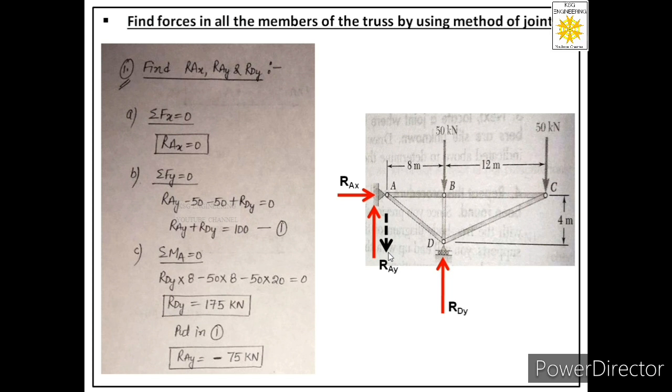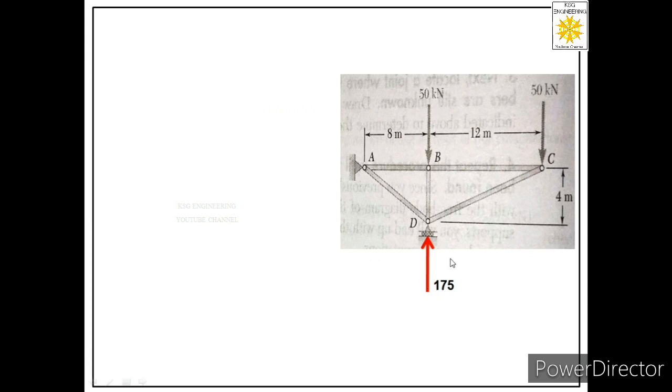So in the next calculations, when we have to use RAY, we have to show the correct direction. That means in downward direction. So what we will do now, we will remove RAX. Why? Because it is 0, and we will correct the direction of RAY. So the direction of RDY is the same, and we have labeled its magnitude, and the direction of RAY is labeled in downward direction, that is the correct direction. So we have labeled its magnitude also as 75.